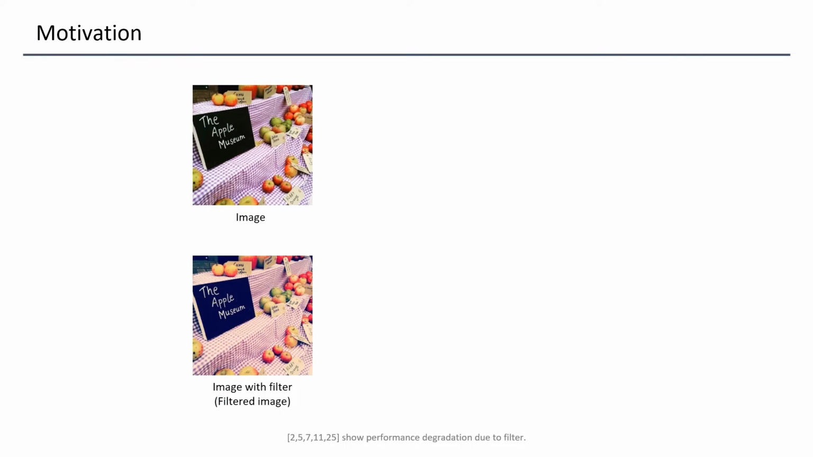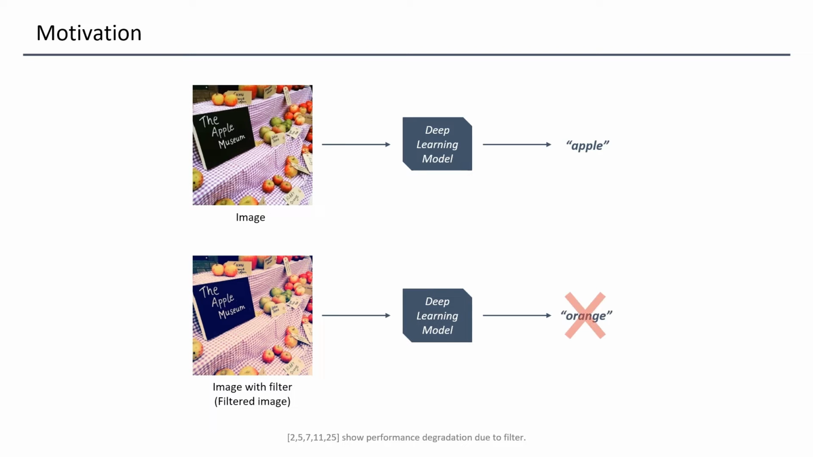Here's an example of an image of some apples and the same image with a filter. When training a deep learning model with a pure image, the model learns to classify the image as apple. But this model could predict the same image but with filter as orange, which is a wrong answer. Therefore, reverting a filtered image to its original image is necessary for various computer vision tasks before training or testing.